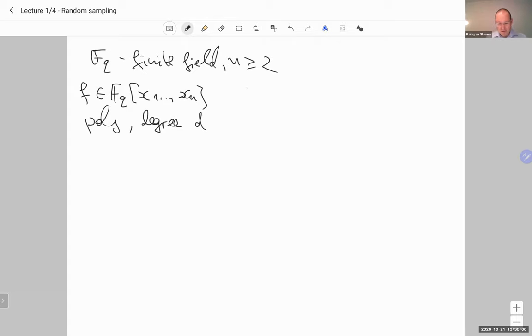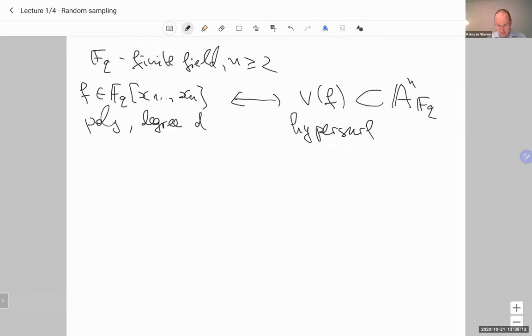Sometimes we'll be using geometric language instead of a polynomial. We'll be talking about a hypersurface in the affine n-space over Fq, a hypersurface of degree d. The lecture today is explicit enough so that I'll be using more often the language of polynomials.